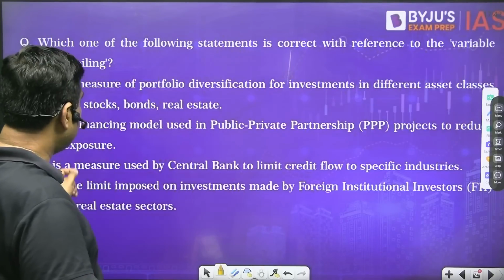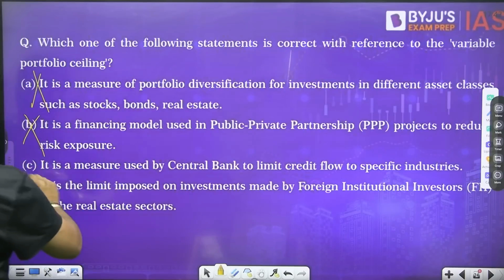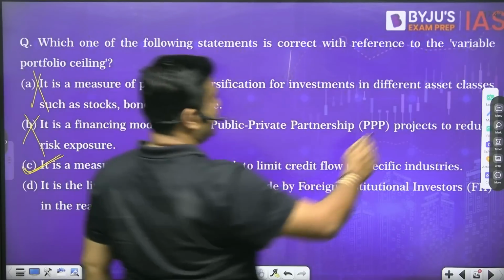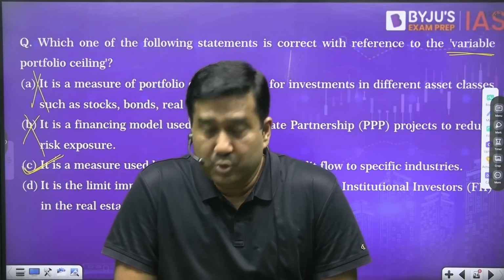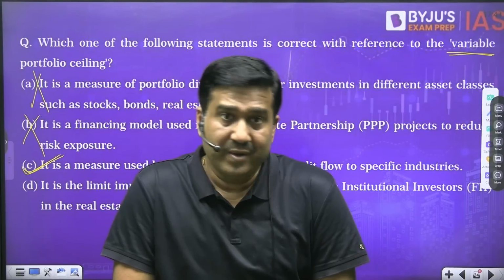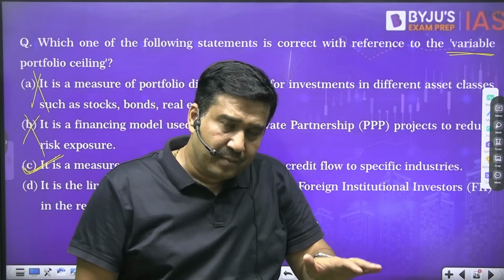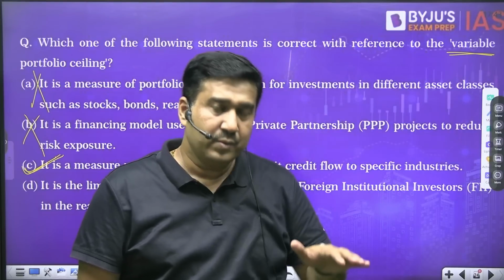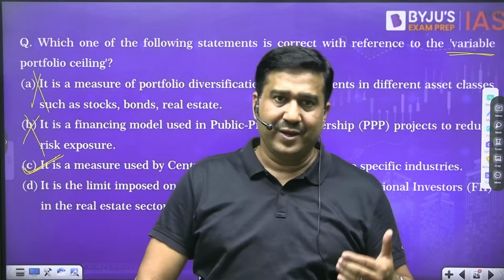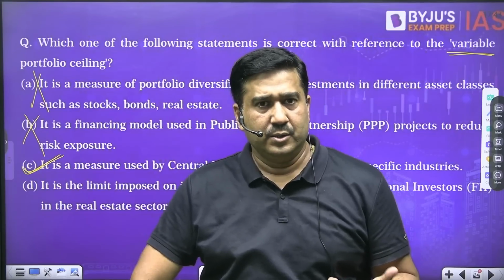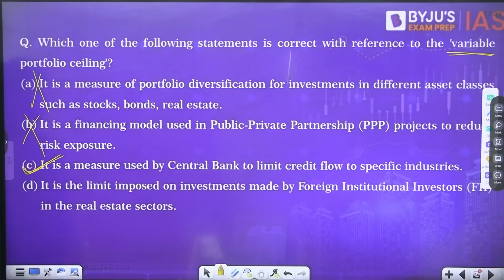Third, it is a measure used by central bank to limit credit flow to specific industries. Absolutely correct. That is why it is called variable. Like if government wants to put more money in housing sector, if government wants that people should go for more housing loan, government may bring down margin money requirement. Government may bring down housing loan rate. If government wants to promote industrial installations, government may alter the margin money requirement. That is why, friends, option C is correct.